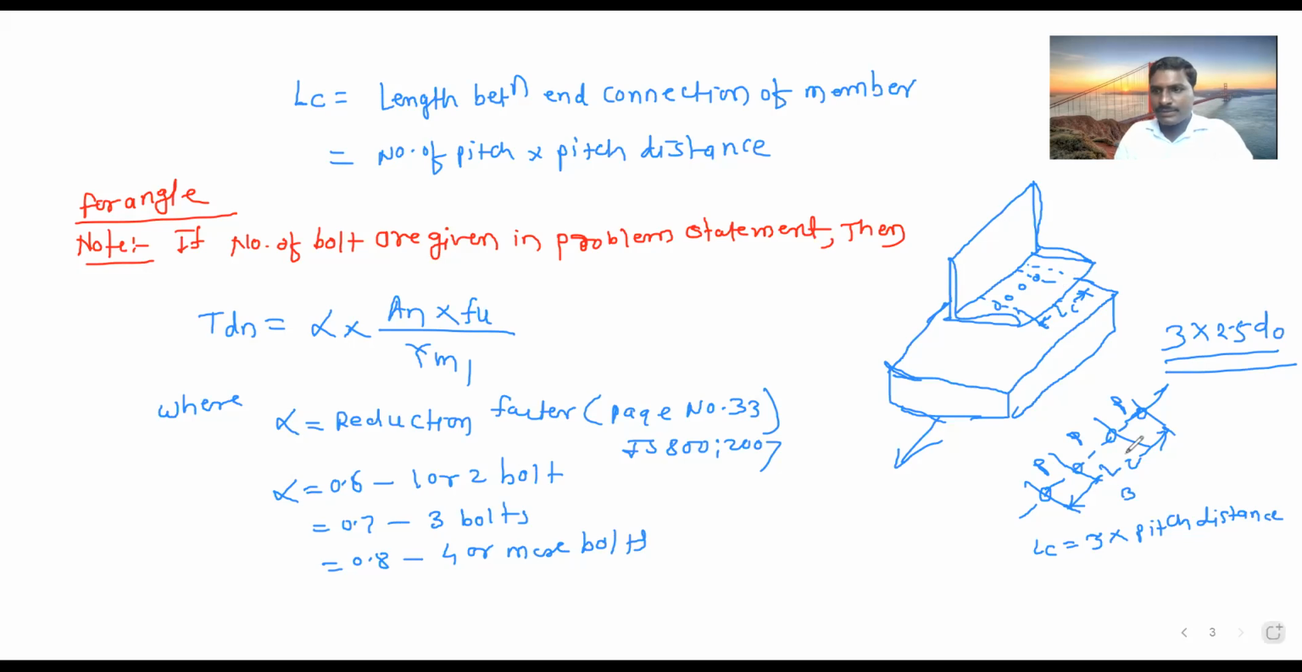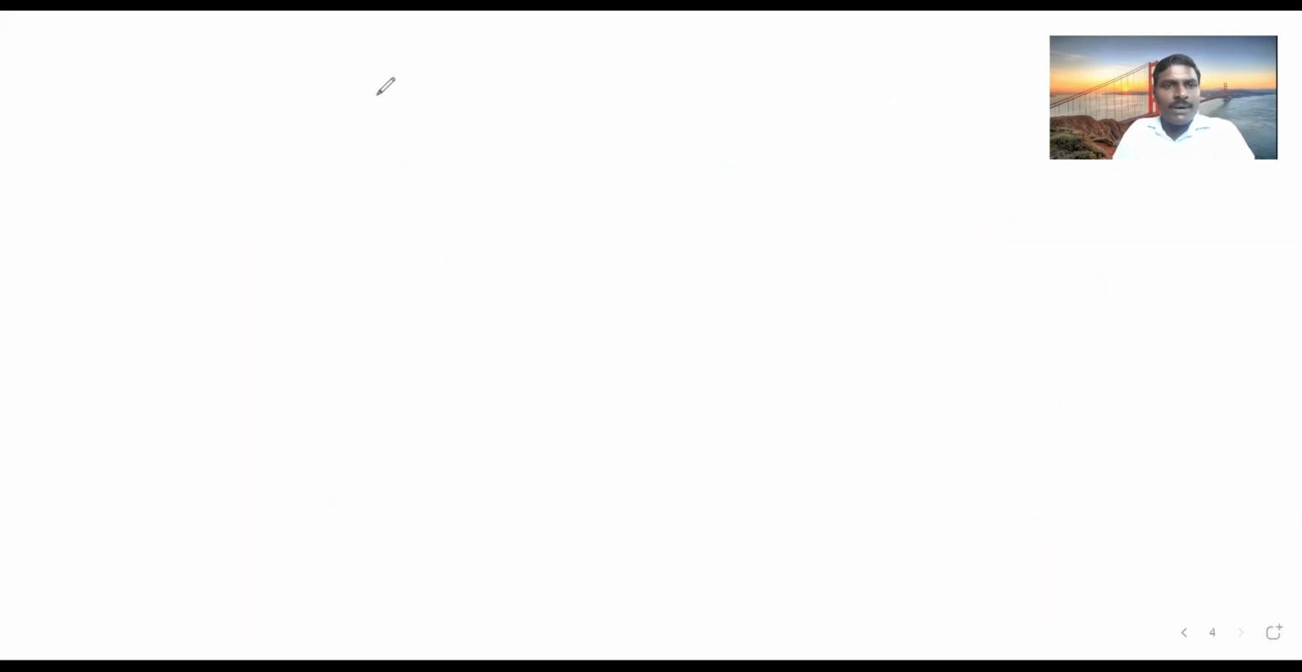Okay. So now after alpha, next is the AN, net area. Here we have to calculate the net area. The formula for net area is AG minus DH into T. See, in this case, the formulas are different. Here AN we have to calculate. For a plate we use another formula for calculation of AN, and for the angle, if number of bolts are given, we have to use AN is equal to AG minus DH into T.